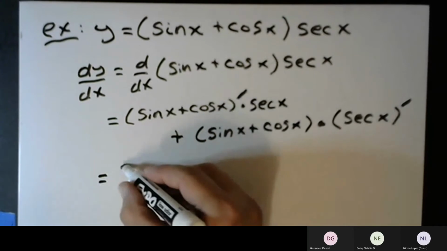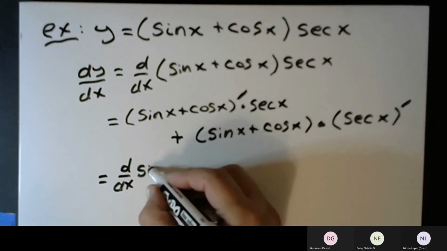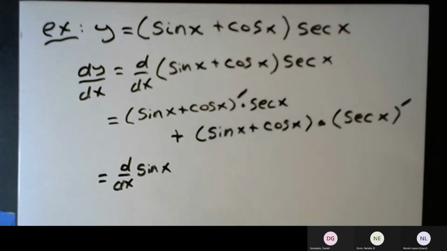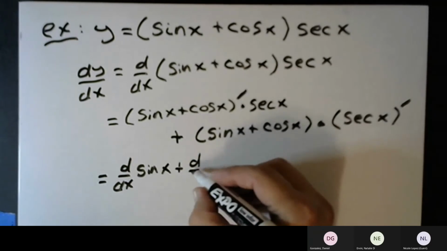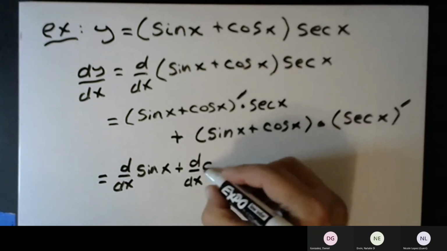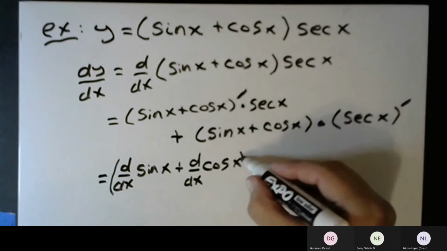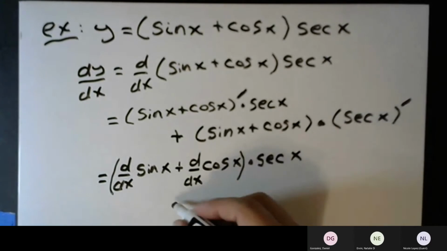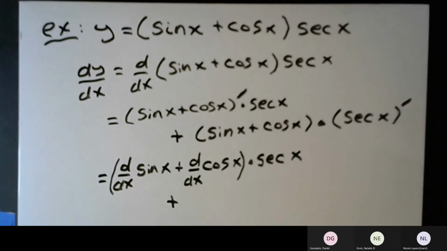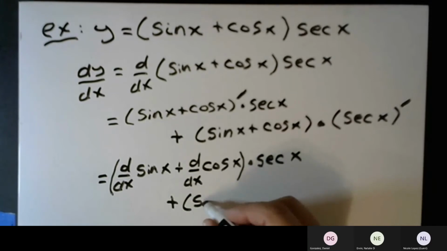So we got to take the derivative of this plus this. So that's going to give us the derivative of sine x, because the derivative of a sum is the sum of the derivatives. So we get the derivative of cosine x times secant x plus, and then we have our sine plus cosine.